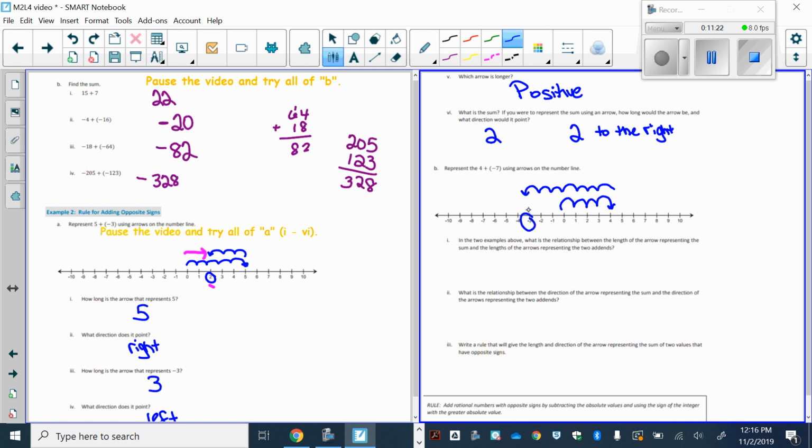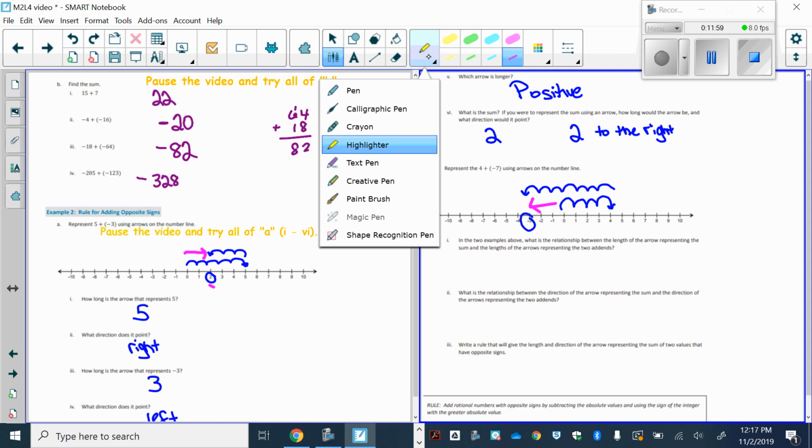In the two examples above, what is the relationship between the length of the arrow representing the sum and the length of the arrows representing the two addends? Well, let's look at the length of the arrow of the sum of 4 plus -7. I guess we should start there. The sum was right there. There we go.